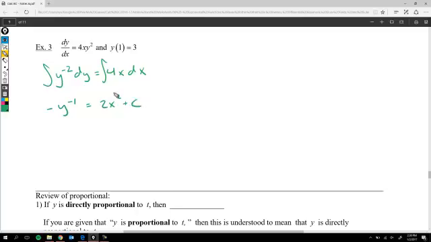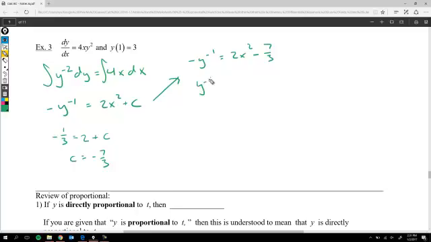Now again, I'm going to solve for c at this step. So I'm going to plug in my coordinate here. That means that I'm plugging 3 in for y, and I'm plugging 1 in for x. That means that c is -7/3. So again, I'm plugging whatever value I get for c into the particular step in which I plugged in my initial condition.